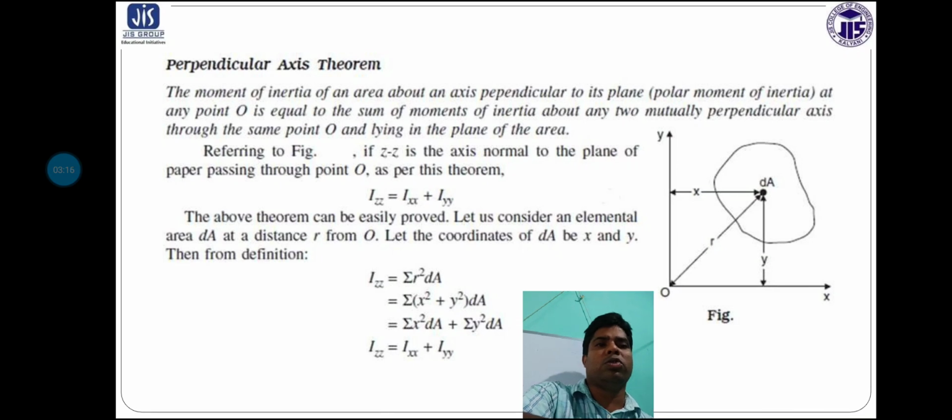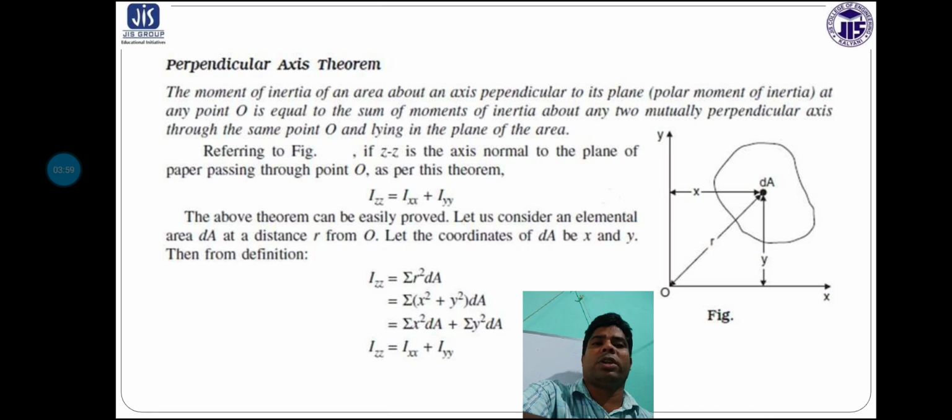Now there are two theorems we can follow. One is the perpendicular axis theorem, another is the parallel axis theorem. To find the moment of inertia of any standard figure, we specially use the parallel axis theorem. And the perpendicular axis theorem is fast to calculate, otherwise you cannot apply the parallel axis theorem in the moment of inertia problem.